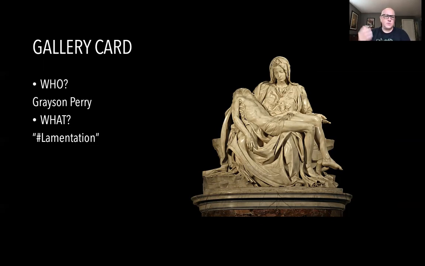Lamentation is a term that's associated with late medieval and Renaissance works having to do with the death of Jesus. Probably the most famous example of this is the Pietà from the St. Peter's Basilica, which was carved by Michelangelo, and something that some of you might have seen if you've ever had the opportunity to visit the Vatican. But this hashtag changes the way that we think about that.